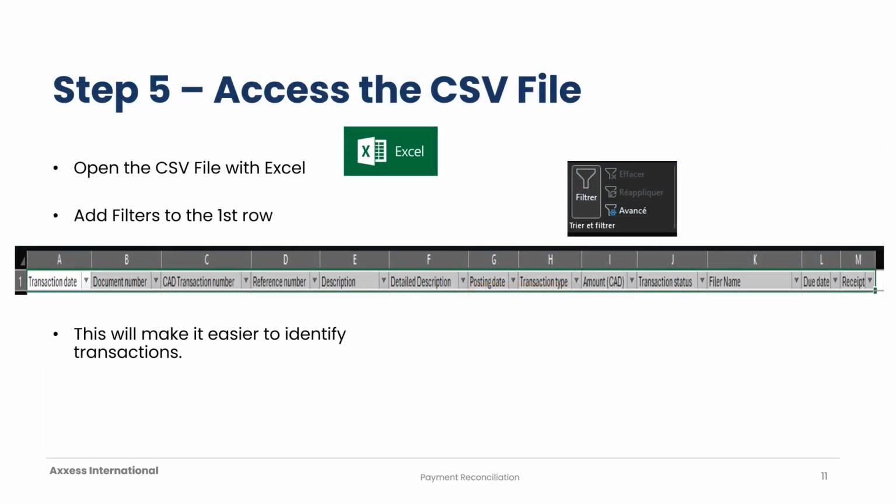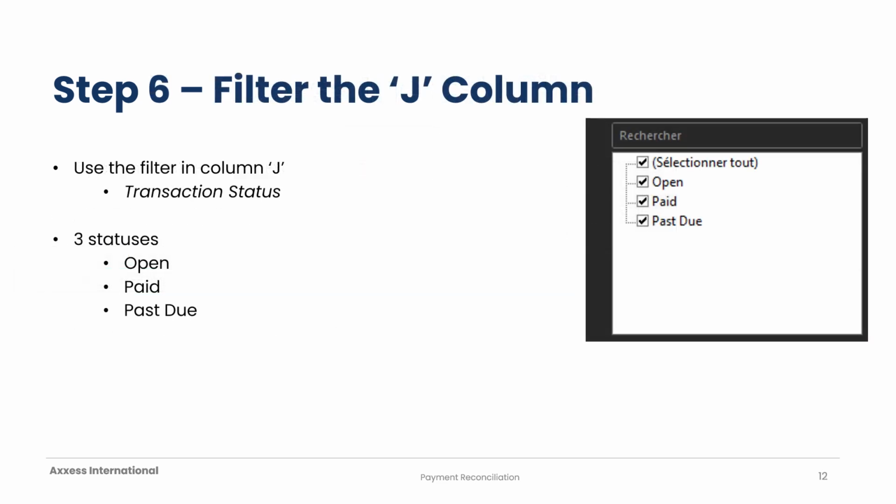Once you have created and downloaded the CSV file, you will want to open it with a software like Microsoft Excel. Then you should add filters to the first row of the document. This will make it easier to identify transactions. Once you have added the filters, you will want to filter the J column. This column is called Transaction Status. You will have 3 statuses: Open, Paid, and Past Due.